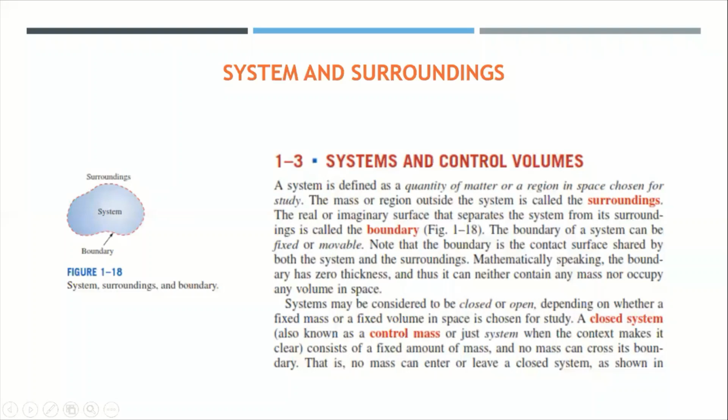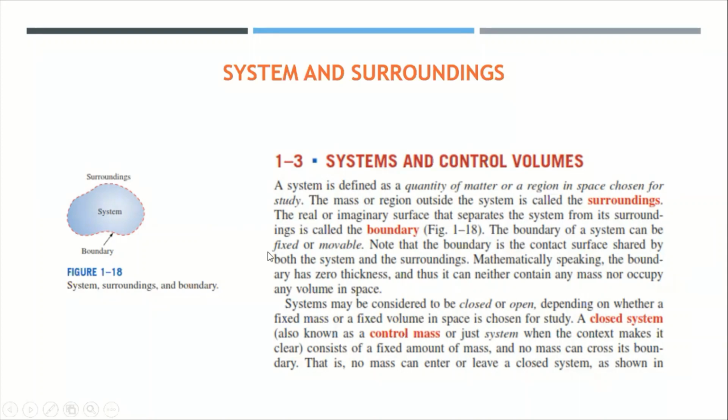If it is a closed system, there is a fixed amount of mass, which means if the system is closed, no mass can be transferred from the system. Only energy can be transferred. That is, no mass can enter or leave a closed system. Only energy can be transferred.